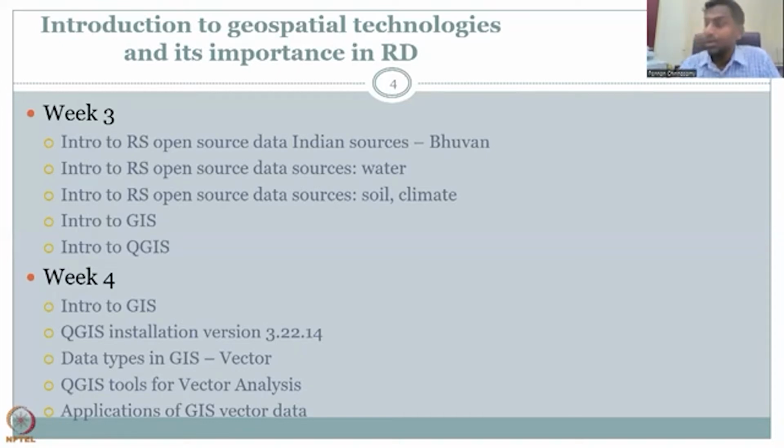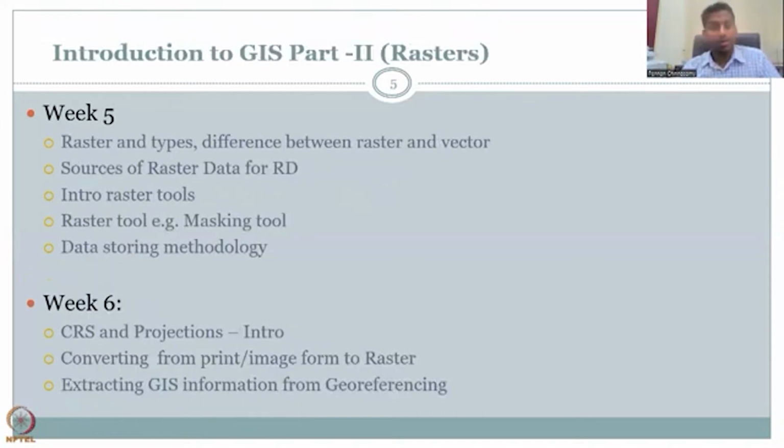Please understand that the vector tool buffer played a very vital role. In week 5, we shifted to the other part of the data system, which is raster data. We differentiated how vector and raster are different. And for rural development, raster data is a boon because it gives continuous data across the surface, not only 1-2 data points, but across the surface you have continuous data. And we gave an introduction to the raster tools. One of the raster tools is masking, and then how the data should be stored.